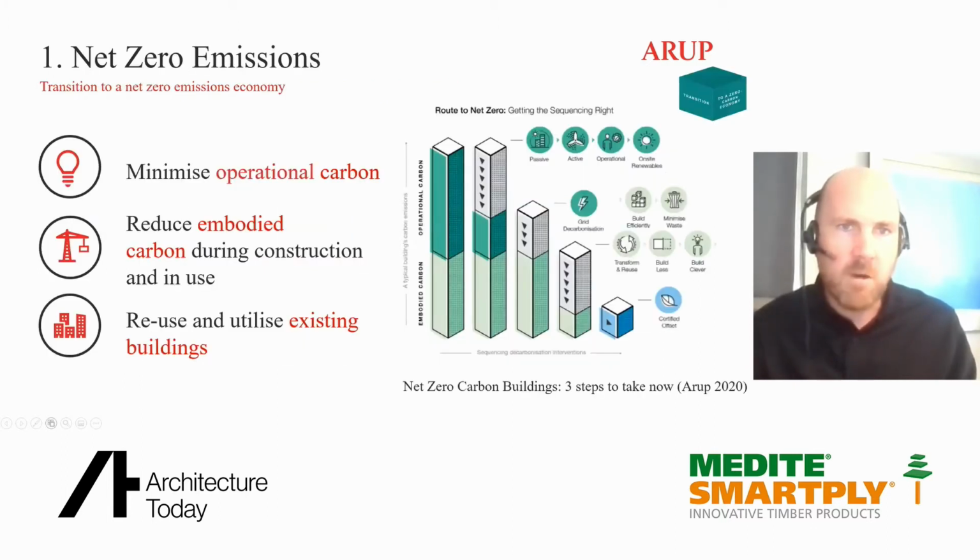So what is net zero and why should we transition? Really, the action that I would push is this: knowing that buildings and construction are responsible for a lot of emissions, maybe 40%, the operational emissions account for 28%, and that energy is being used to heat, cool, and light buildings. And the embodied carbon emissions are responsible for around 11% in terms of materials and the construction processes throughout the whole building life cycle. So these are the areas that you want to target: minimizing operational carbon, reducing embodied carbon, and ultimately reusing or repurposing and utilizing your existing building stock.